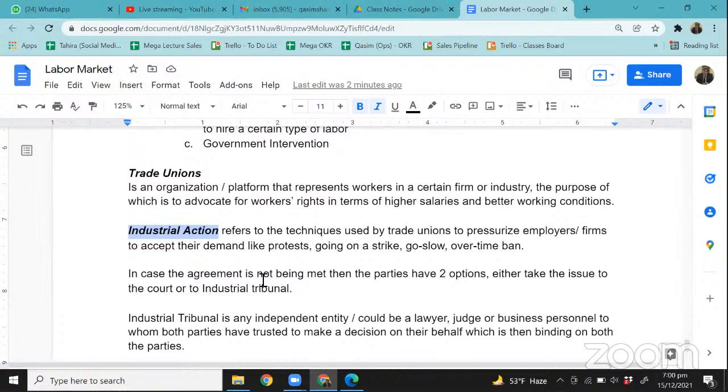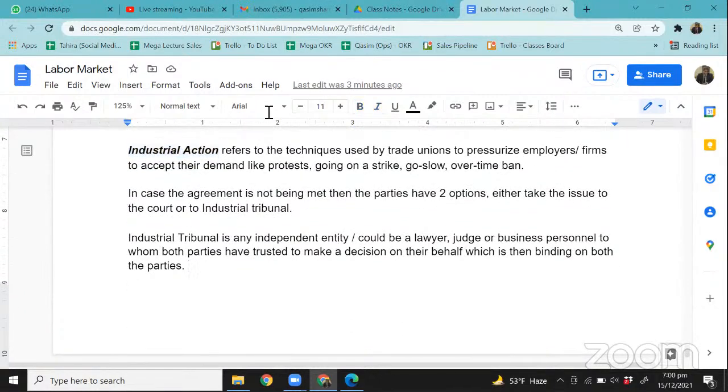If the issue is still pending and not coming to resolution, there are two options. Either take the issue to the court and let the court decide what needs to be done, or take it to the industrial tribunal, a group of individuals who are kind of the judge in that case, and they will decide how to go about it. So this is how a trade union works.